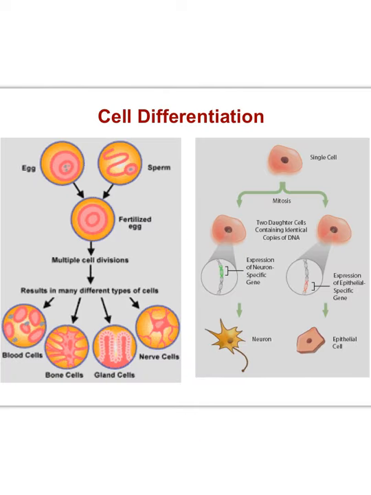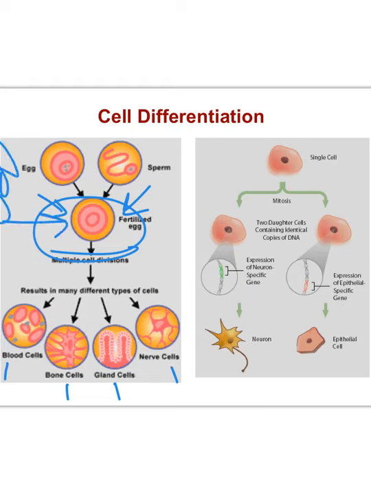Okay, so here's our little example. Here's our little egg and our little sperm. Together we make our zygote. And then that has to become everything. So lots and lots of cell divisions, and we have to make blood, bone, glands, nerves, skin, right? Everything. All the epithelial, the retina, the liver, everything came from that one zygote.